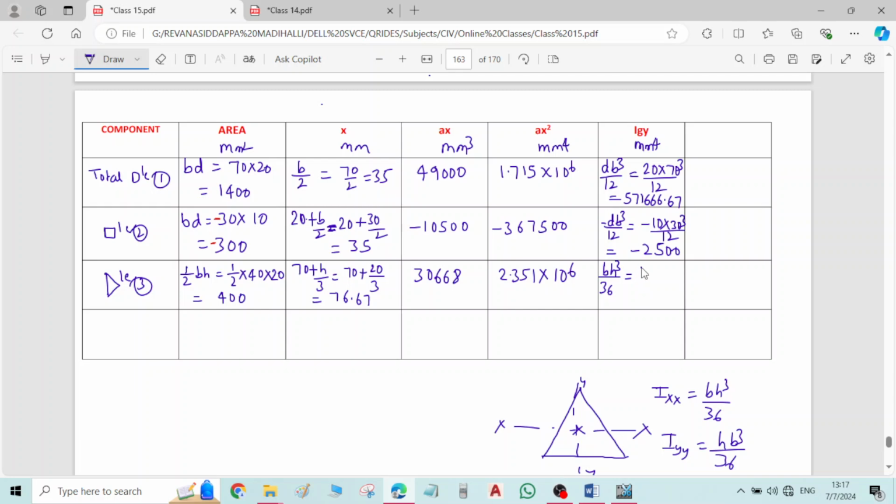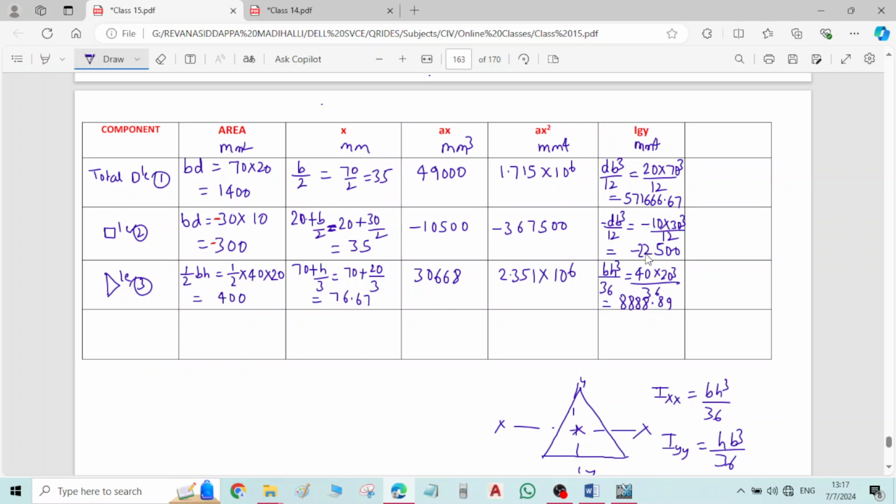40 into 20 cube divided by 36. Okay, for this the answer is 8888.89. Okay, see, for IGY for rectangle, it is 22,500. Okay, it is not 2,500, it is 22,500.